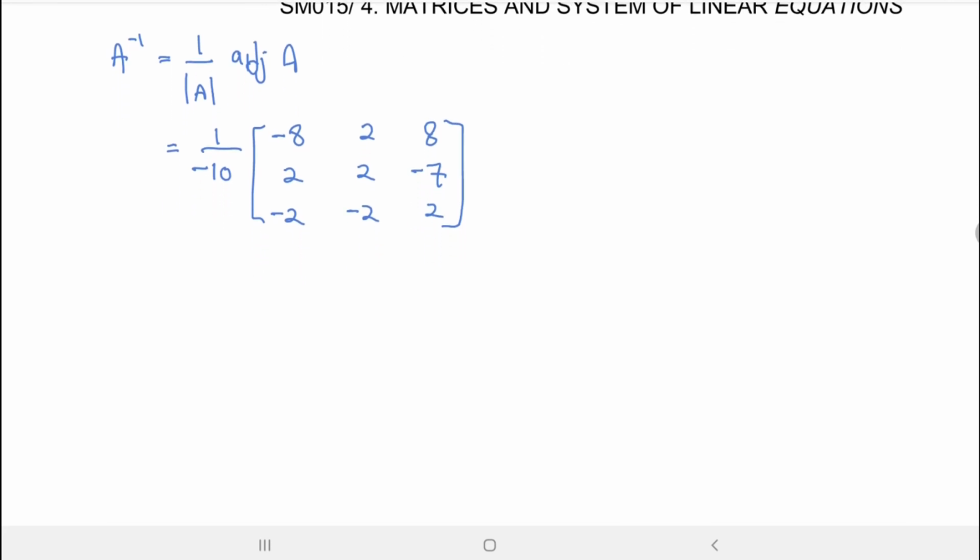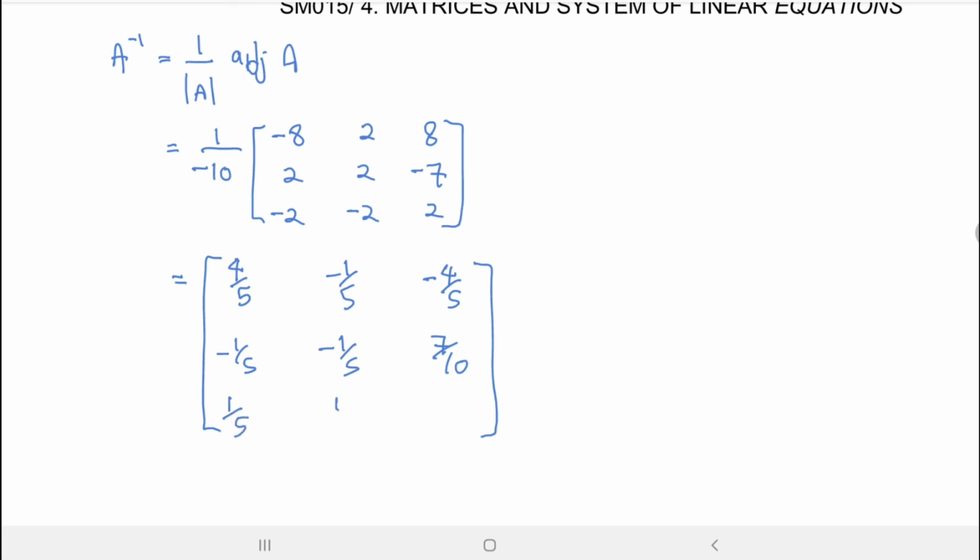Then don't forget, you need to multiply each element with the determinant factor. So the final answer for A inverse: 4 over 5, negative 1 over 5, negative 4 over 5. And then for the second row, negative 1 over 5, negative 1 over 5, and 7 over 10. And for the last row, 1 over 5, and 1 over 5, and negative 1 over 5. Understand?